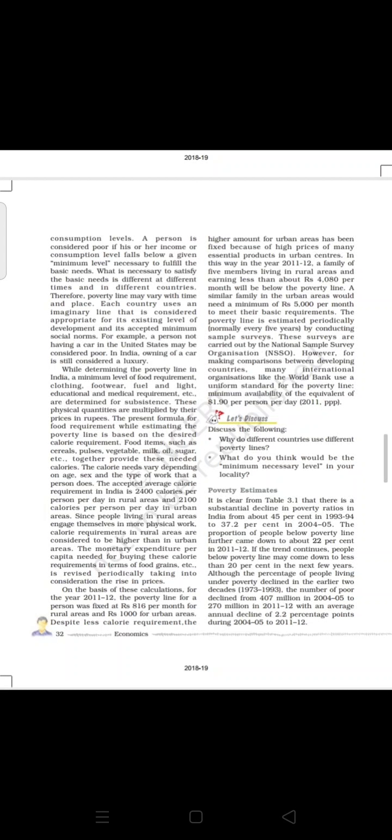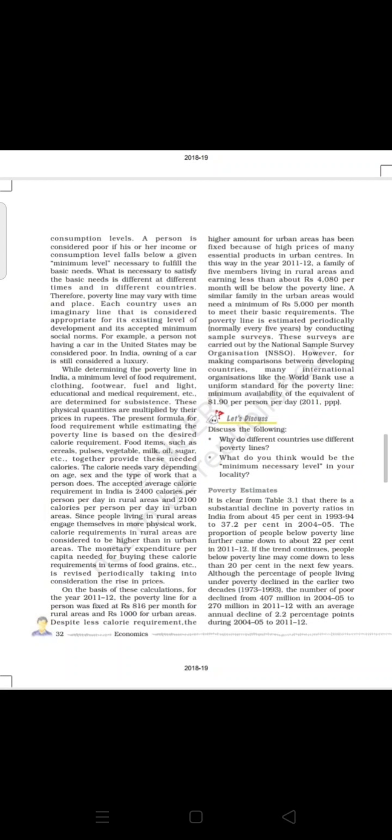Poverty estimates. It is clear from Table 3.1 that there is a substantial decline in poverty ratios in India from about 45% in 1993-94 to 37.2% in 2004-05. The proportion of people below the poverty line further came down to about 22% in 2011-12. If the trend continues, people below the poverty line may come down to less than 20% in the next few years.